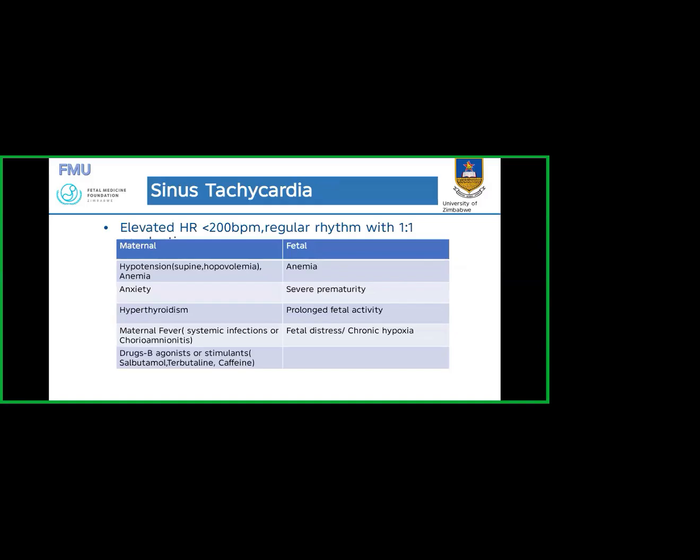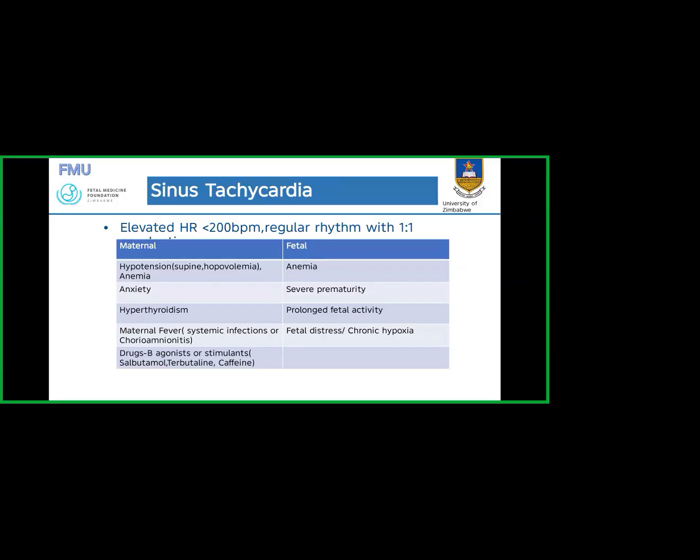Then going on to tachycardias, I'll start with sinus tachycardia. This is an elevated heart rate, above 180, but usually below 200 beats per minute. It has a regular sinus rhythm, with a 1:1 ratio of atrial contraction to ventricular contraction.